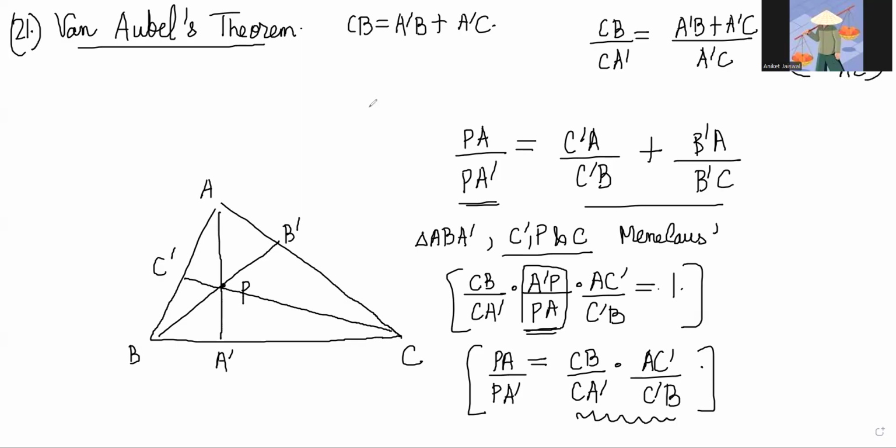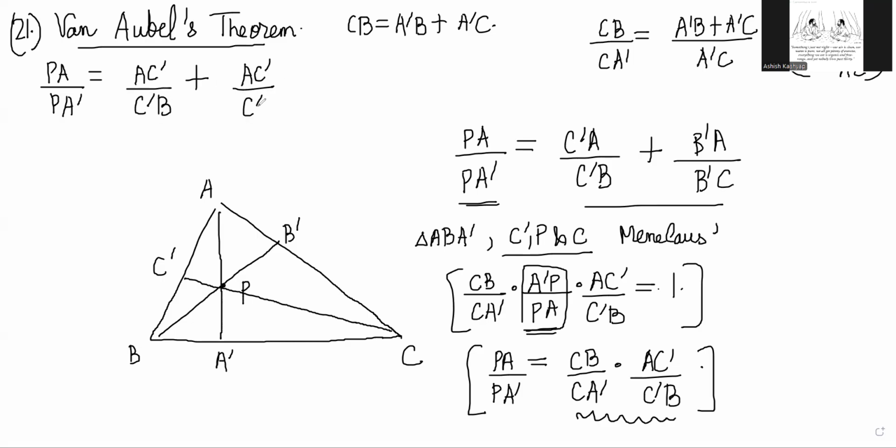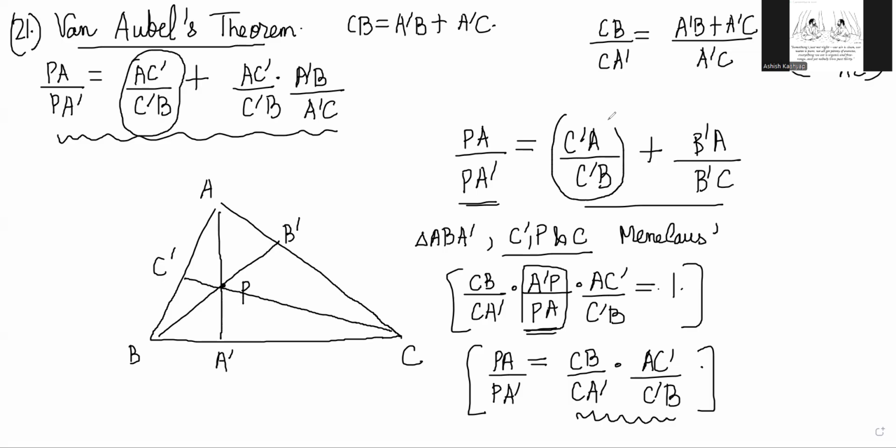So now we are getting PA by PA dash is equal to 1 plus this thing multiplied by this thing. So we can multiply with that AC dash by C dash B times A dash B by A dash C. Yes, sir. So far we have this. So notice that this term is already matching now, right? Yes, sir. Now we have to make that as B dash A upon B dash C.